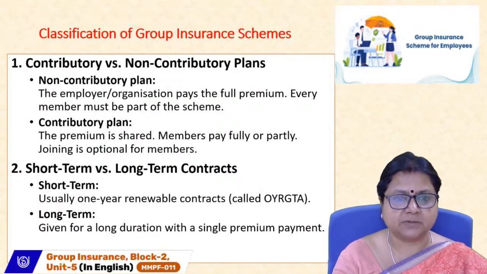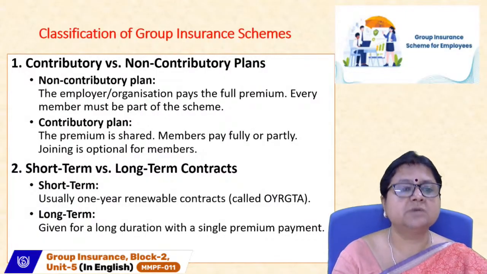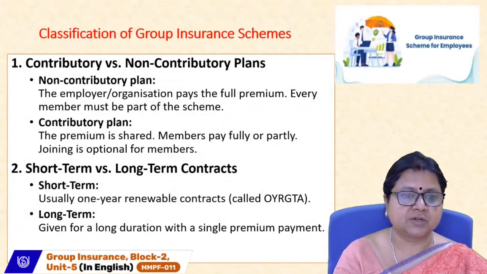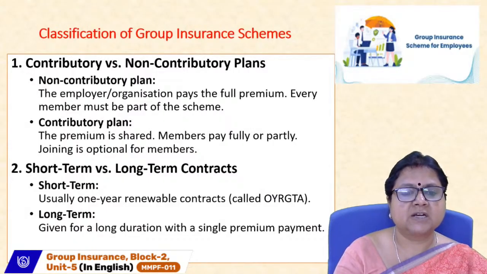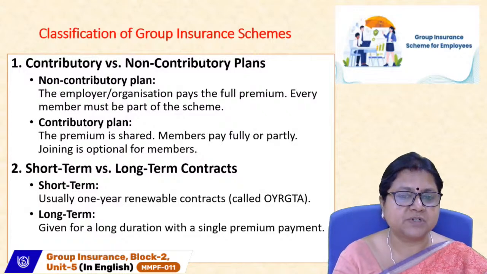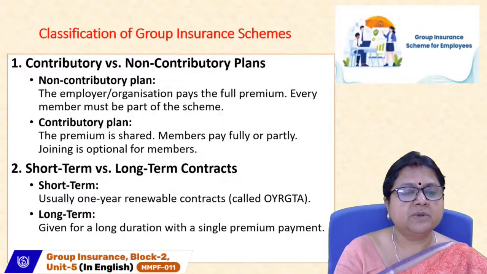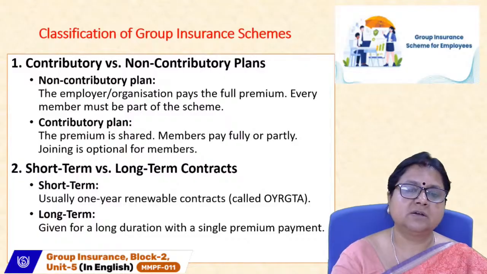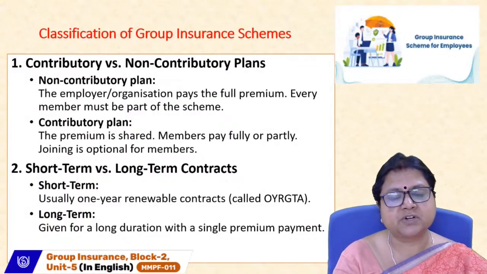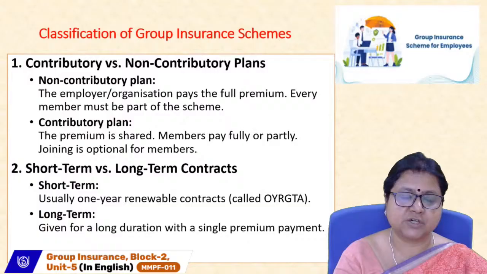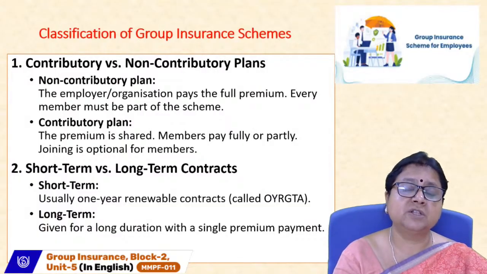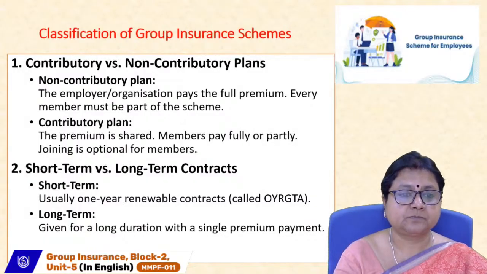There are also schemes which are contributory in nature. Like here, partly, let us say of 500, it could be 50% or 25%, 75%. That means a portion of the premium will be paid by the employees, and the remaining percentage will be paid by the organization. That might have been mentioned in the organization policy before the members join the company.